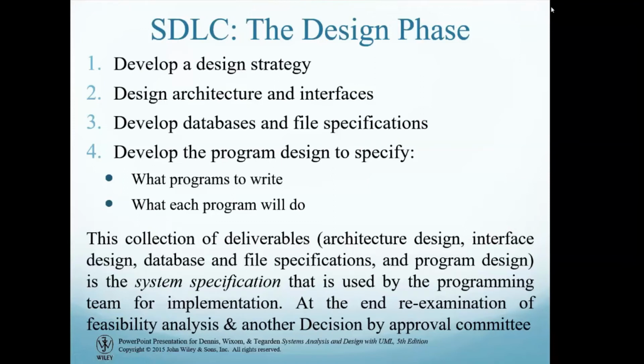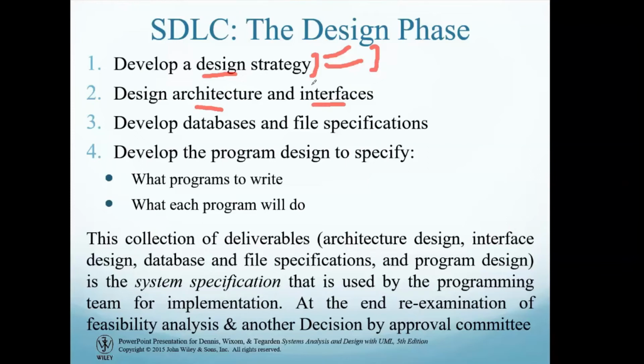Design strategy means what software we should use for designing, what type of colors we should use, what type of background we should use, what type of animation we should use. So this is called the design strategy. And then the architecture, and then the interface. The interface means the buttons, the background, the text color, the animation, all these.